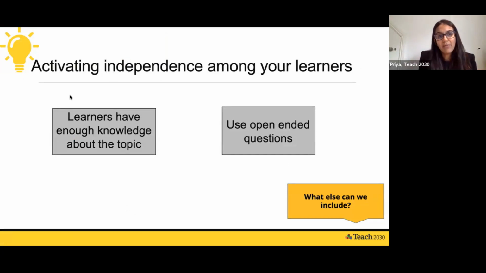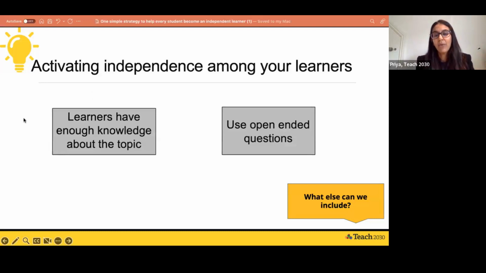So there are 2 areas to help you even consider not just the characteristics, but how you can start activating independence amongst your learners. So here are 2 areas that you might consider. Ensuring that your learners have enough knowledge about a topic in the first place so that they can discuss and they can elevate their voices about a particular topic as well. And secondly, use open-ended questions.